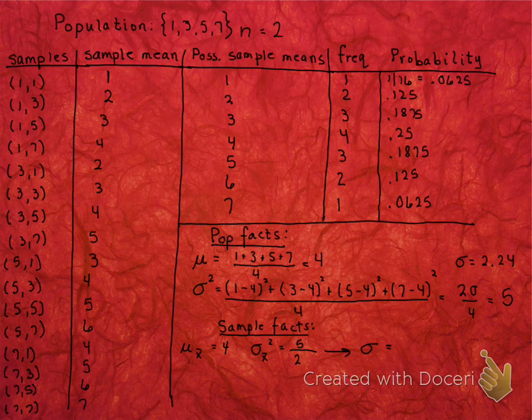Now the square root of 5 over 2, which is 2.5, is 1.6. Okay, so as you can see, our mean is the same for both. The mean is 4 for both the population and the sample. So the mean is 4. If you notice in the population, our standard deviation is 2.24, while in the sample, it's only 1.6.